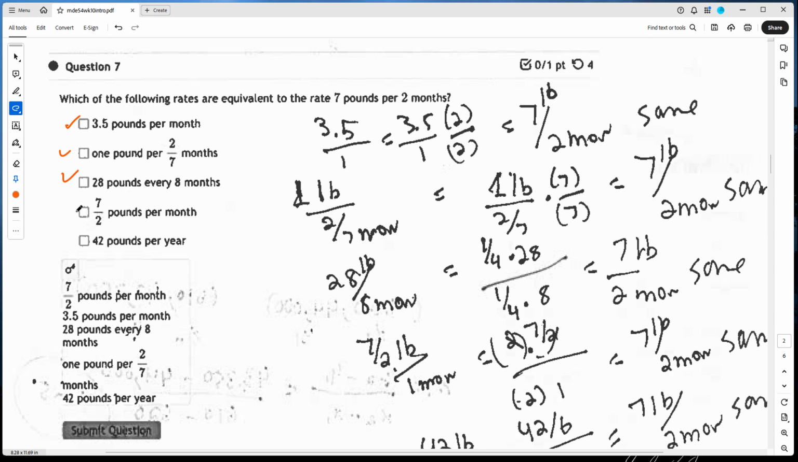This one here is 7 over 7/2 over 1. I multiply the numerator and denominator by 2. So I multiply that by 2 and that by 2. And I end up with the same thing.